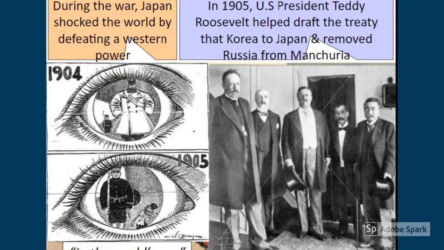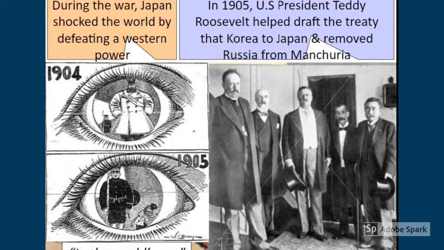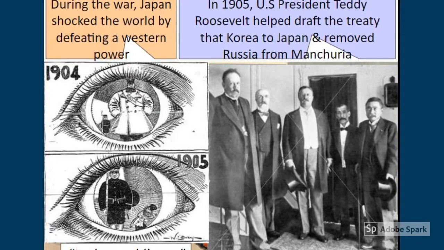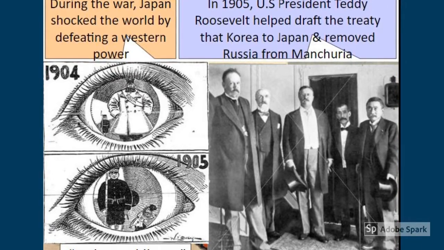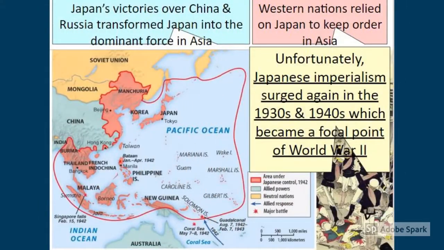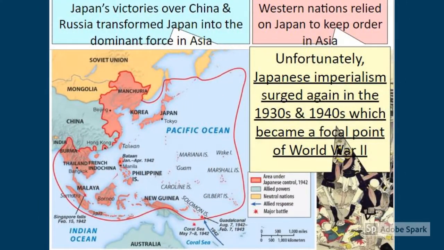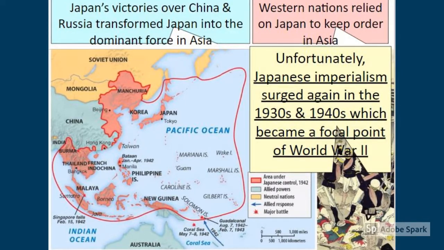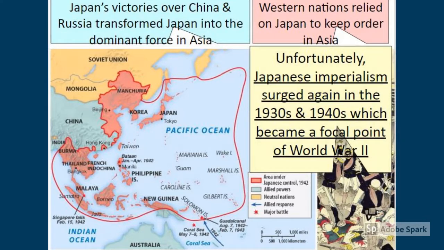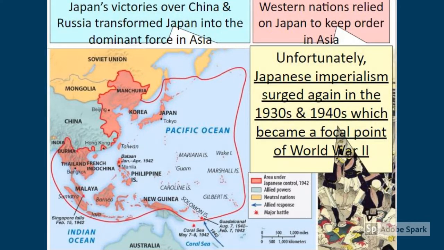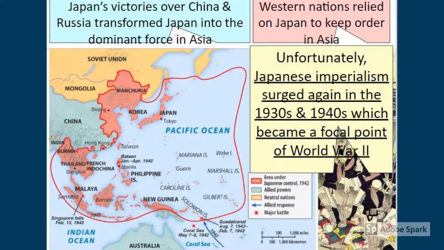I love the picture on the left here of how the world viewed the situation, before and after the war. This is what really establishes to the world that Japan is a major power, and everybody better watch out. So now, Japan is the dominant force in Asia, and Western nations will actually be calling upon Japan to keep peace and order in Asia, especially during World War I. Unfortunately, though, Japanese imperialism will continue.